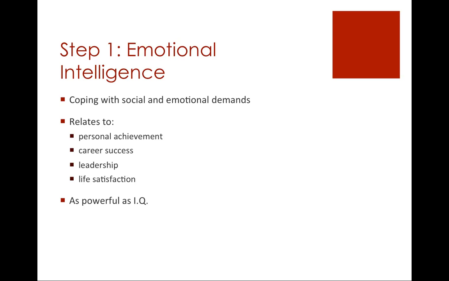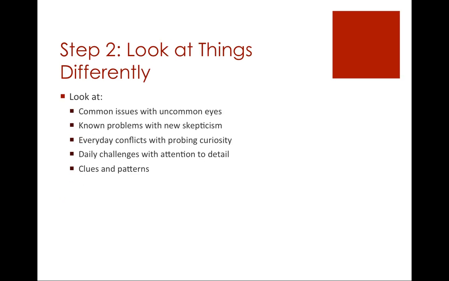Not surprisingly, EI has been linked to a number of different things in the research. Some of the ones we see on this slide are personal achievement, career success, leadership, life satisfaction. And it's as powerful a predictor of success as intelligence. So if you're extremely intelligent, but you're very poor at reading emotions, it can be a real problem.